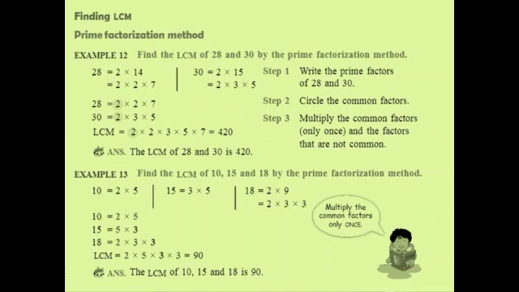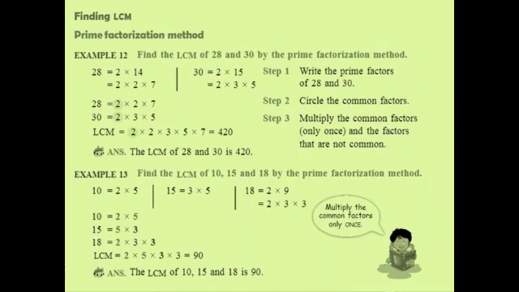Let us see another example. Find the LCM of 10, 15 and 18 by the prime factorization method. So first we will find the prime factors for 10. 10 is equal to 2 into 5. Then the prime factors for 15 is equal to 3 into 5. Then the prime factors for 18 is equal to 2 into 3 into 3.